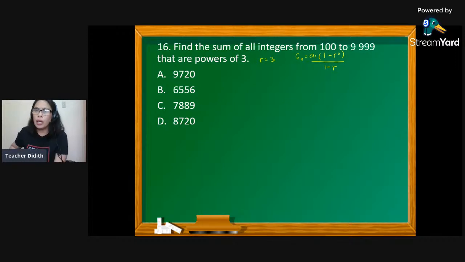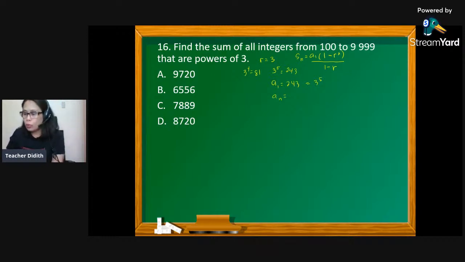But you can work on that manually by adding, kasi 3 to the fifth is 243. Now, if we look at the value of 3 to the fourth, it's less than 100. So it's not within the range. It's 81. So we can say that a sub 1, guys, here is 243, which is equal to 3 to the fifth. And then a sub n here, which is the last term, is equal to, I think, 3 to the eighth. Okay, so this is 6561, which is equal to 3 to the eighth.